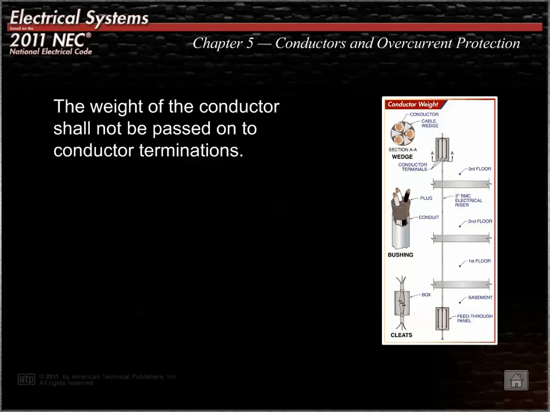Other factors to consider when installing electrical conductors is the weight of the conductors. Copper conductors installed in vertical raceways require support at shorter intervals than required for aluminum conductors. Section 300.19 lists the required intervals and methods for vertical supports to ensure that the weight of the conductor is not passed on to the conductor terminals.